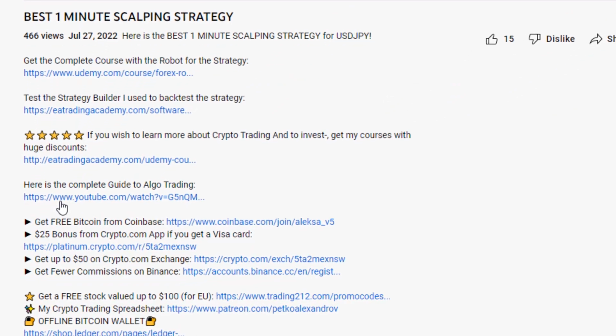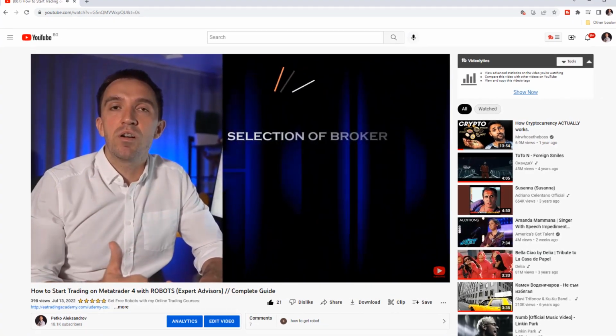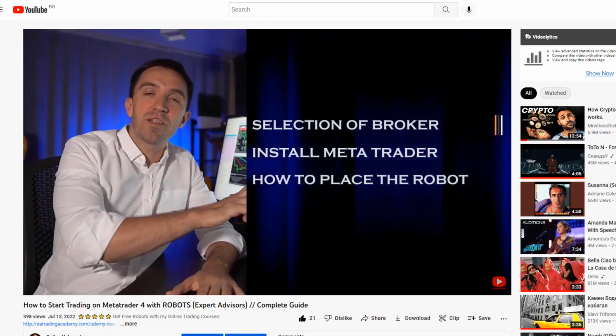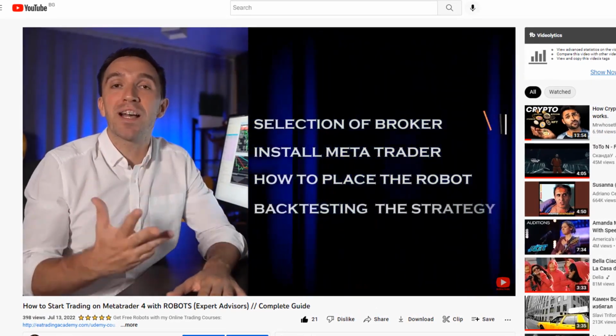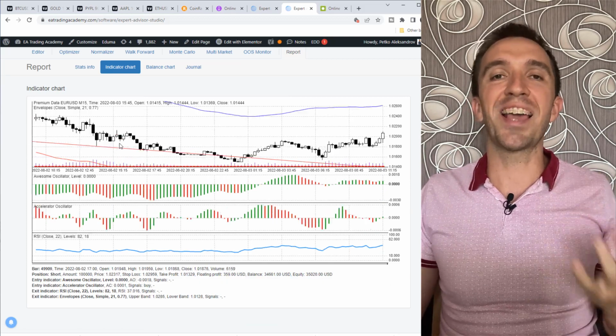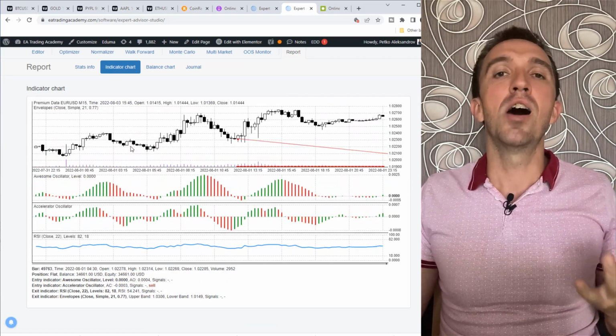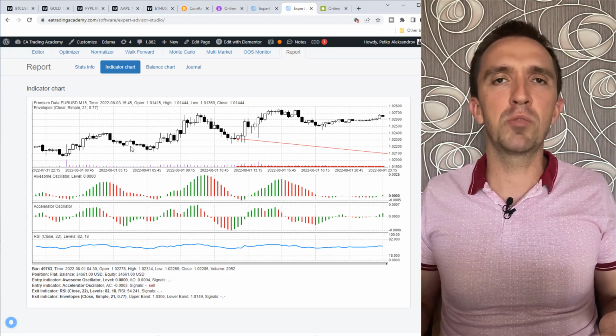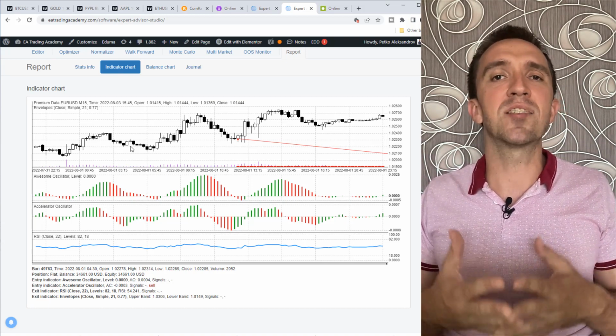It will help you out with selecting the broker, how to install MetaTrader, how to place the robot, how to backtest it. It's really easy. And if you don't want to trade this strategy manually, which I guess you really don't want to do, then you can just trade the robot, open a demo account with virtual money with any regulated broker and see how it works.